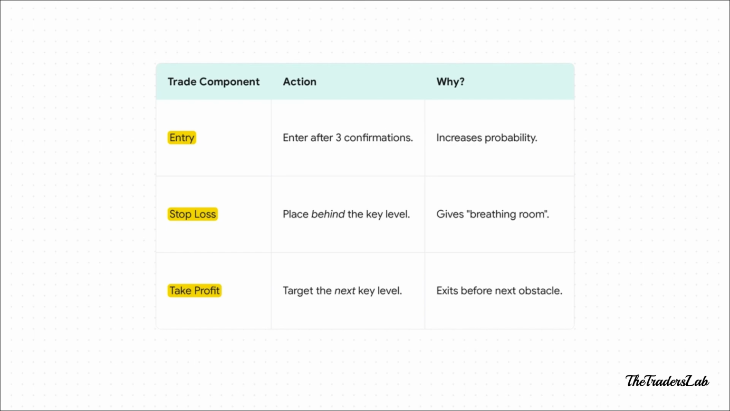So once you get all three of those confirmations, and only then, here's how you can manage the trade. You enter, you place your stop loss on the other side of the level. You don't put it right on the line. You give it some breathing room in case the price wants to test that area again. And for your take profit, you just aim for the next major support or resistance level. This gives you a logical plan from start to finish.